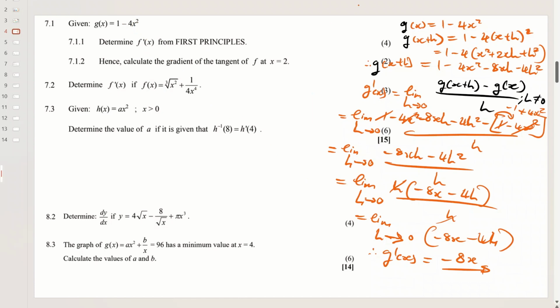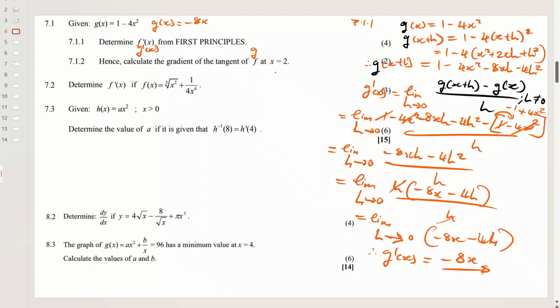So now, this was 7.1.1, and our answer is just what? Negative 8x. So now they say that has calculated the gradient of f at x is equals to 2. So I think they made a mistake here. This is g prime of x. G of x, right? The g, not f but g. It's supposed to be g. Agree, they gave us g as our function.